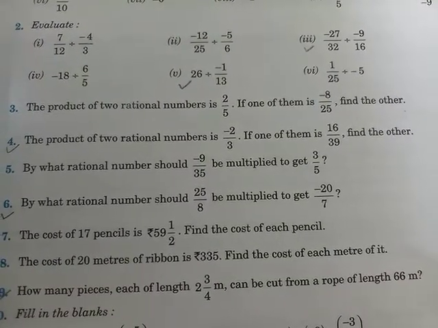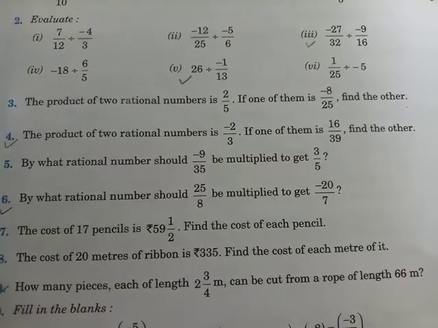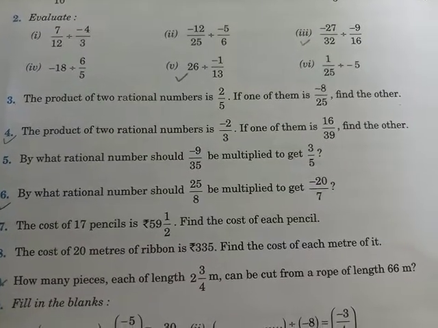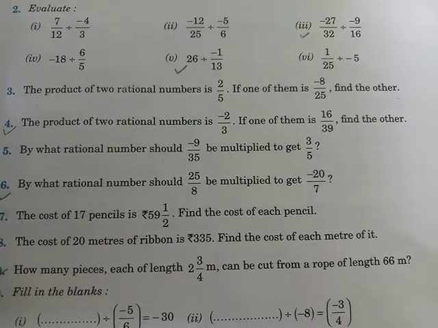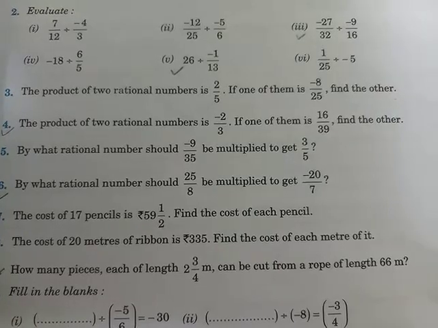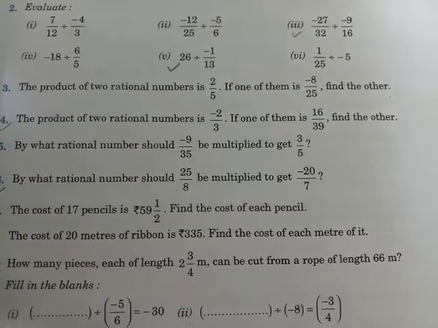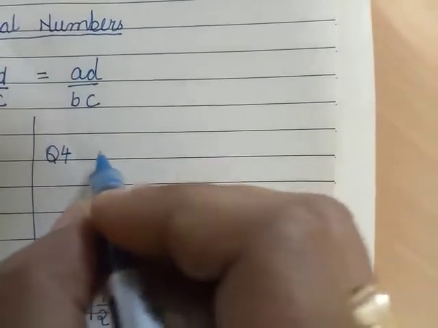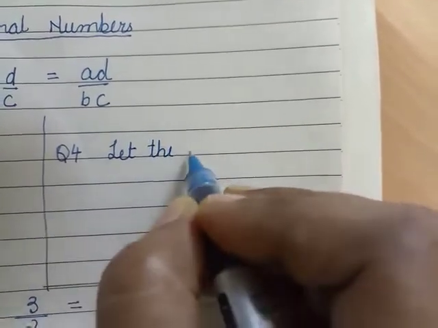Question number 4 says the product of two rational numbers is minus 2 by 3 and one of them is 16 by 39. Find the other. So let the other rational number be x. First we write the mathematical expression and then we solve it. Now I solve question number 4 for you. Let the other rational number be x.